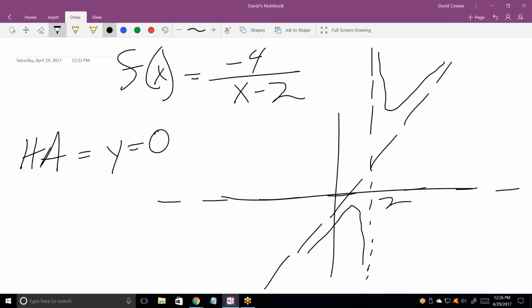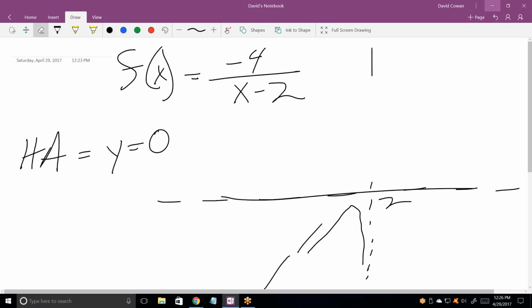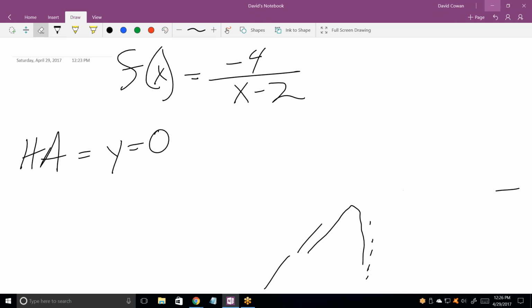Okay? But basically on all of these hyperbolic functions, the goal is to get your grid drawn. Once you've got your grid down, your horizontal, your vertical, and your slant asymptotes, if they exist, then you can draw the hyperbola in there.